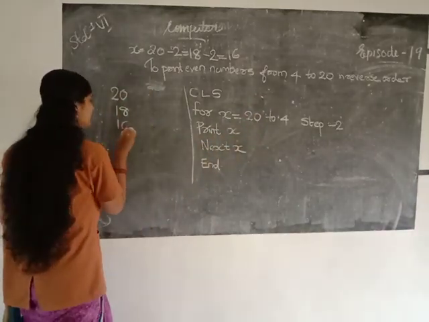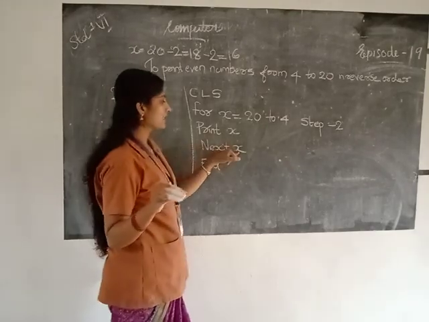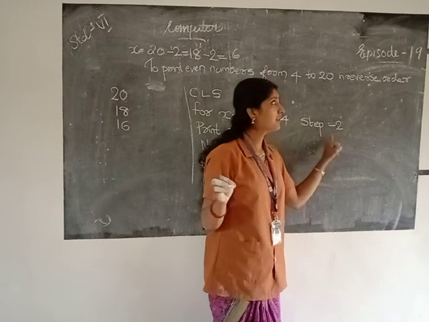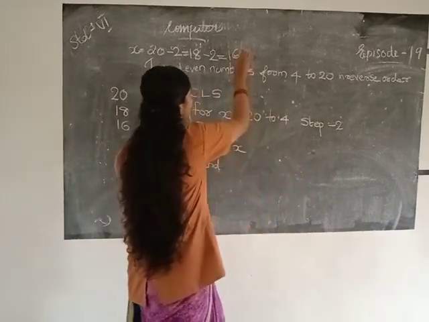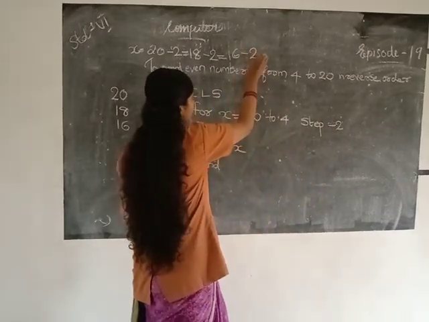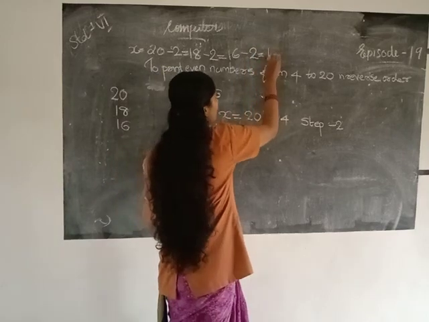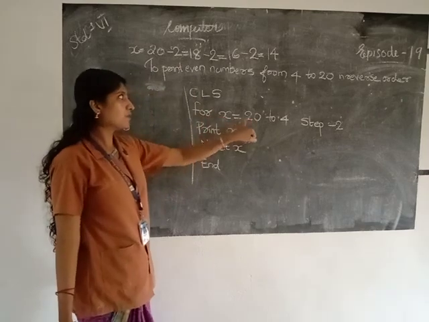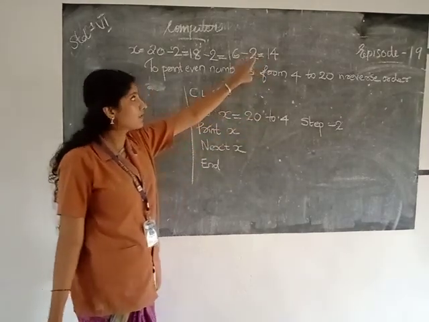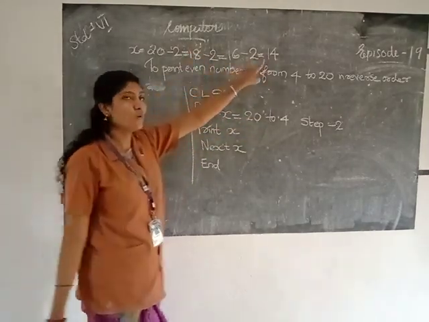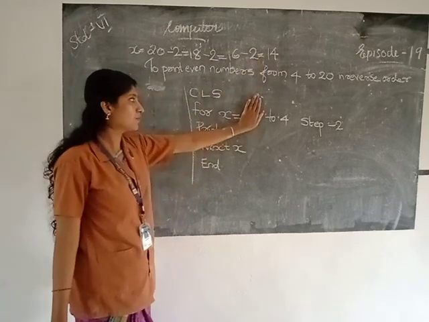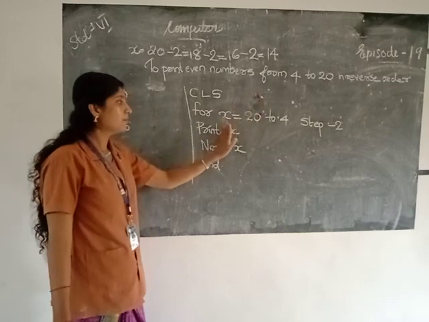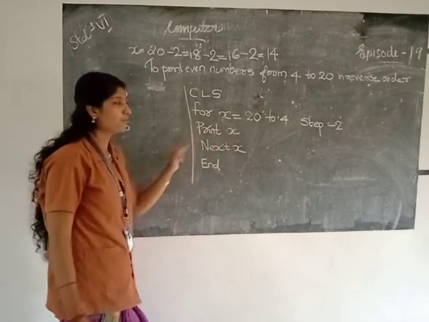So print 16. Then next x means here x which is decremented by minus 2. So that 16 which is decremented by minus 2 is equal to 14. Yes. So x equal to 14, because the current value of x equal to 14. The 16 value is replaced by 14. Then print x means print 14.